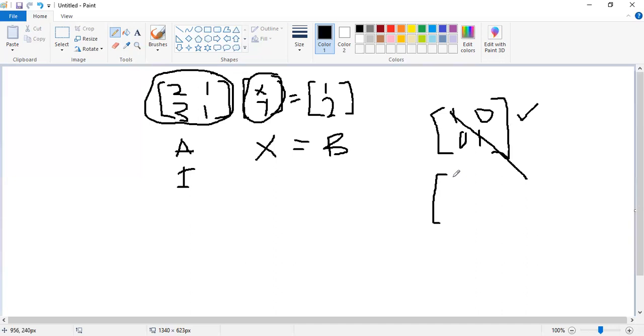So it will have 3 ones and they'll be in a diagonal form, meaning the first one will start here, the second one will start here, and then the third one will end here. The rest of the spots to make it a 3 by 3 matrix will be zeros. So here you write 0, here 0, here 0, here 0, here 0, and here 0. Then you get your 3 by 3 identity matrix.